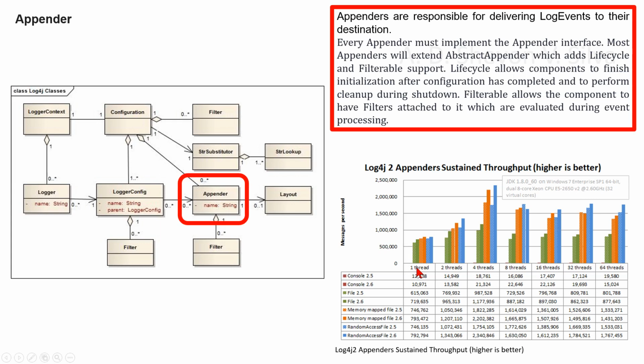Here the console 2.5. Here the console 2.6. Here the file 2.5. Here the file 2.6, and here the memory mapped file 2.5. Here the memory mapped file 2.6, and random access file 2.5 here, and random access file 2.6 is here.